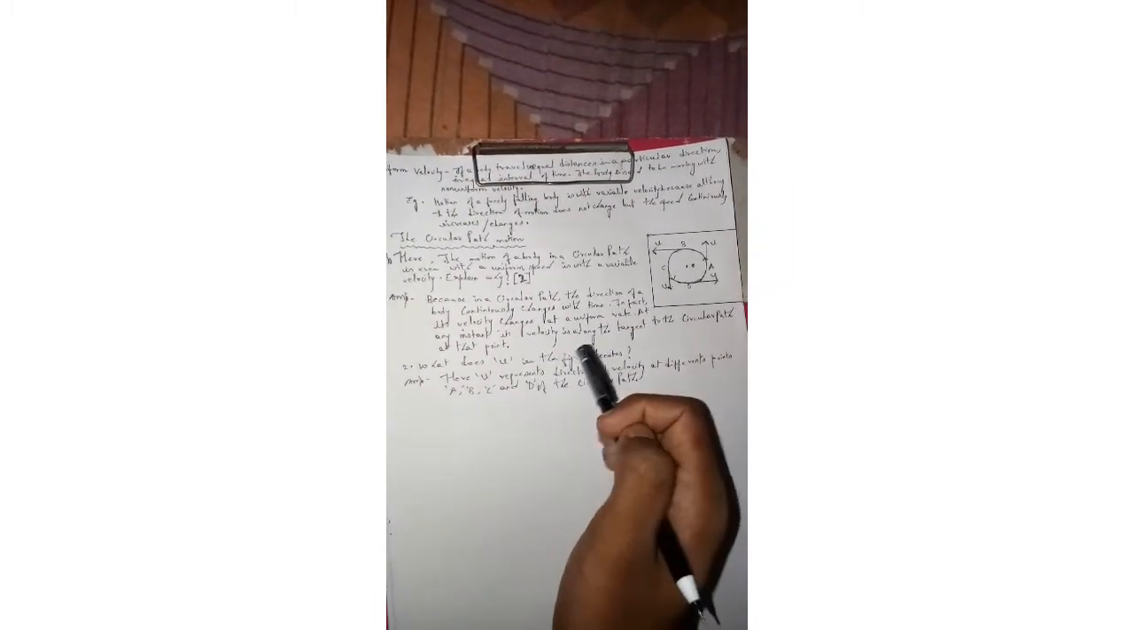Because in a circular path, the direction of motion of a body continuously changes with time. In fact, its velocity changes at a uniform rate. At any instant, its velocity is along the tangent to the circular path at that point. Now, this is the answer to this question. You have to remember this answer, because if you write this answer in the exam, 2 marks will come in your book. Okay, so now let's move to the second question.